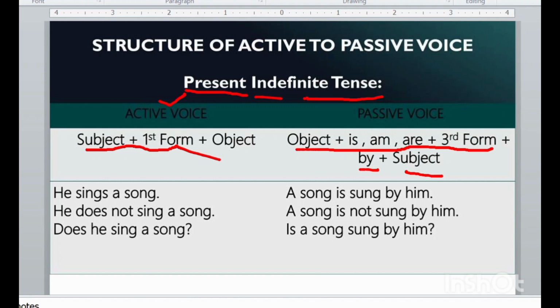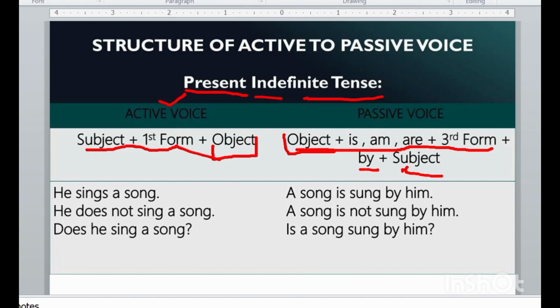For example, in the active voice, the subject is used in the beginning, whereas in the passive voice the subject is used as receiver at the end. In active voice the subject is the doer of an action, whereas in passive voice the object is the receiver of an action. So keep this in mind in all kinds of tenses.